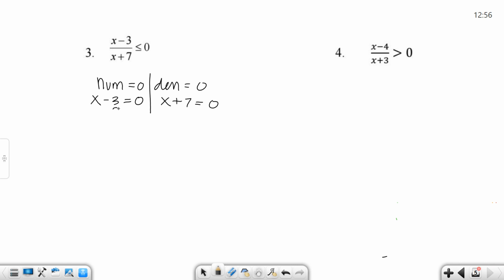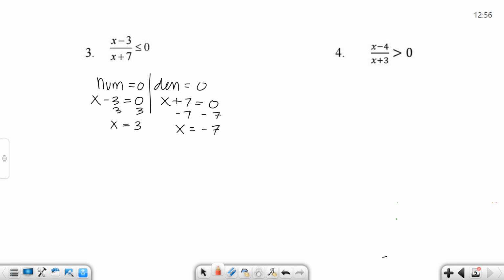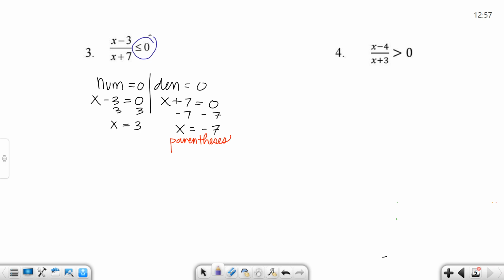Okay, so I'm going to set my numerator equal to 0, and I'm going to get that x equals 3. And I'm going to set my denominator equal to 0, and I'm going to get that x equals negative 7. Okay, at this point I need to decide brackets or parentheses. So remember, the denominator always uses parentheses. But the numerator depends, and this is what it depends on. And see how that has a little bar under it? So since that has a little bar under it, the numerator is going to use a bracket.